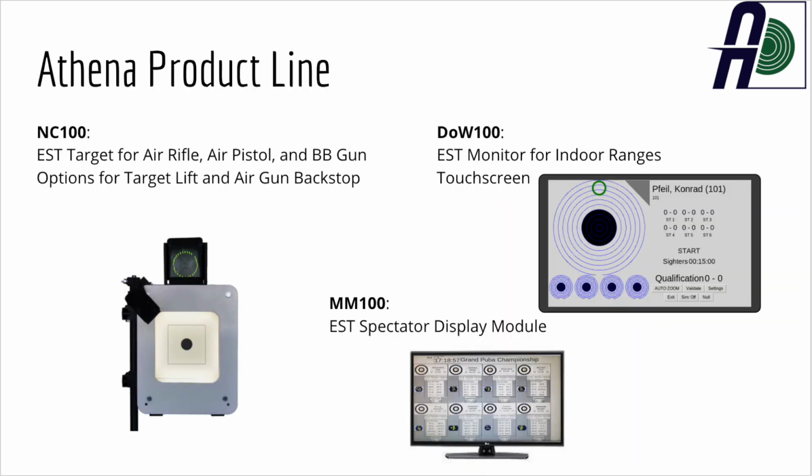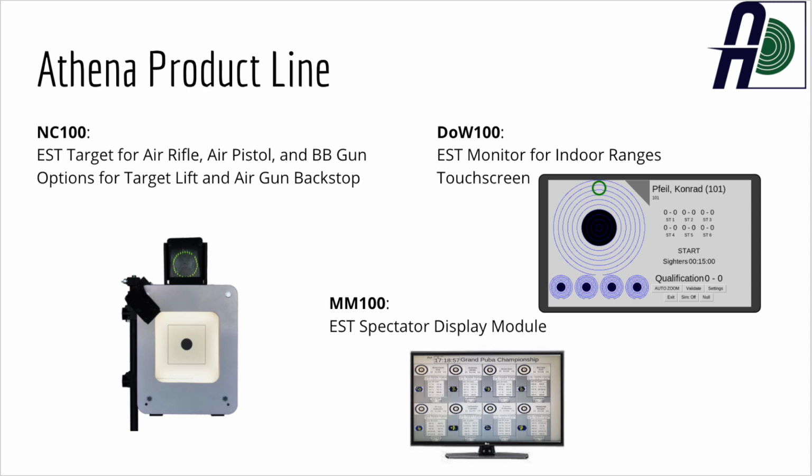The DOW100 is our athlete monitor for indoor ranges. It features a touchscreen monitor and Wi-Fi network access. The MM100 is our optional spectator display module. It may be used to display competition results for both individual and ranked lists. It works with any HD TV.